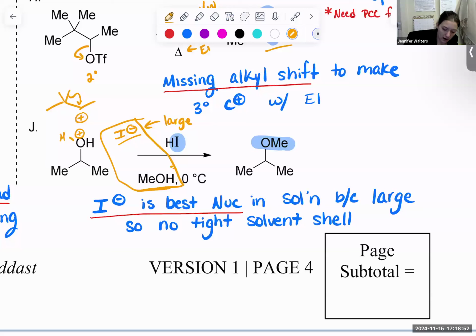So that was the error, is that the methanol needed to be the iodine because iodine is the best nucleophile. You use the wrong nucleophile in this reaction. Any questions about J? Cool.